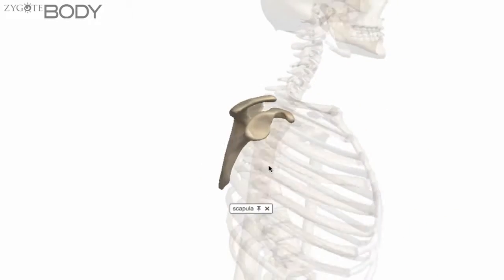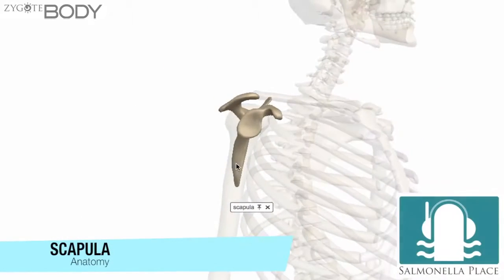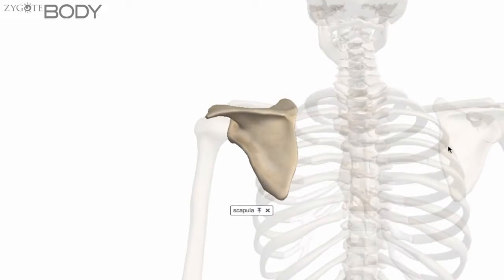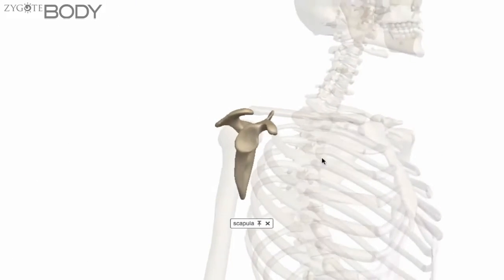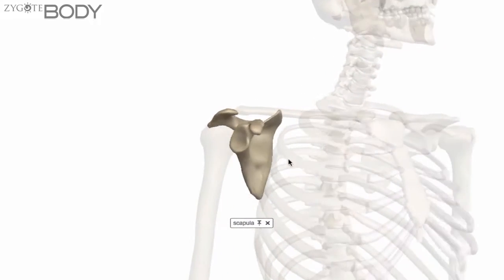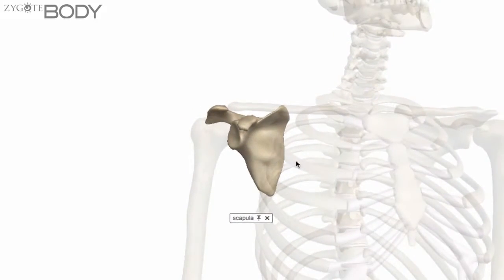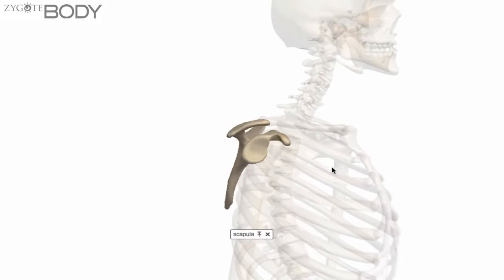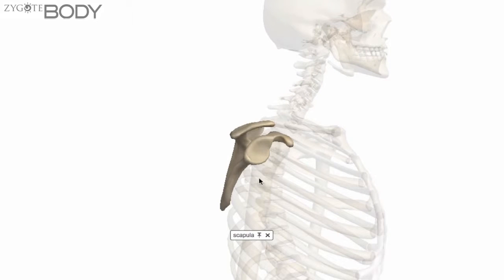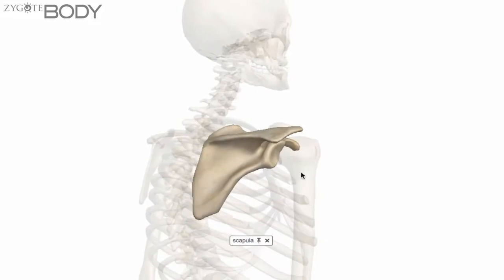So the first thing that I would like to say about the scapula, or the shoulder blade, is that you have two, one on the left and one on the right side. Also, this is a flat bone, as you can see, and roughly triangular. Another thing you need to know is that it is located on the posterolateral aspect of the thoracic cage, as you can see here. So it's located just behind the ribs.